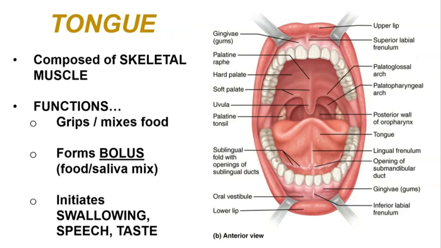The tongue itself occupies the floor of the mouth and is composed of skeletal muscle. The tongue functions to grip and mix the food that we are chewing. It also forms the bolus, which is the food and saliva mixture, and it initiates swallowing, speech, as well as taste because it has taste receptors on its surface.